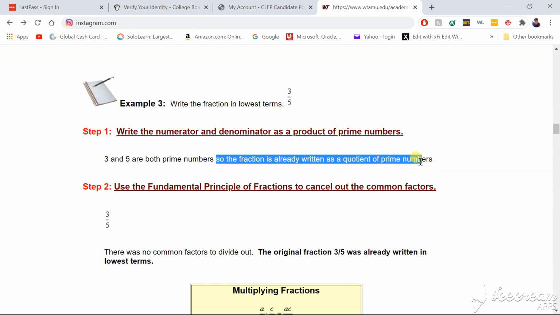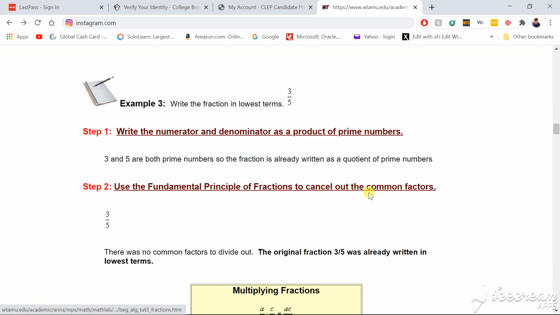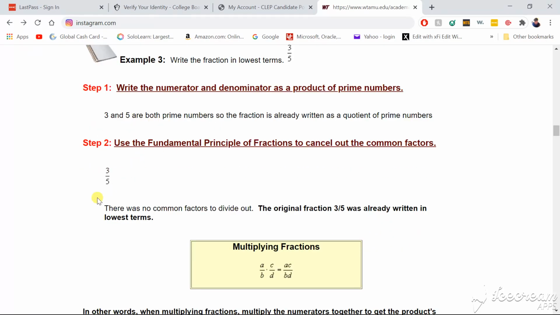Okay, prime numbers. Use the fundamental principle of fractions to cancel out the common factors. 3 over 5. There are no common factors to divide out. The original fraction was 3 over 5. The original fraction, 3 over 5, was already written in lowest terms. So when it's like this, it's in lowest terms. You don't have to do anything.